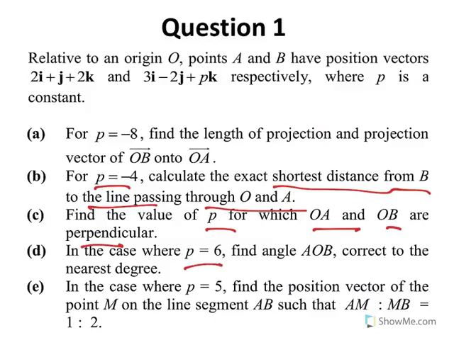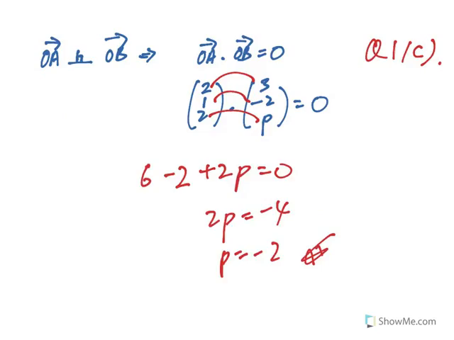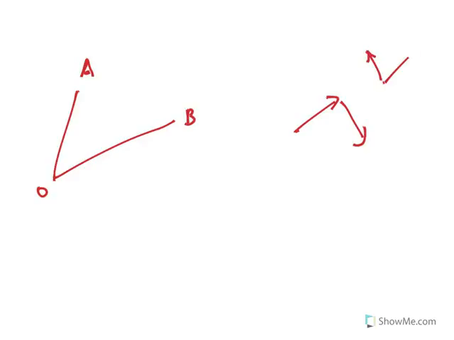P equals 6. Find angle AOB correct to the nearest degree. So we must remember, finding angle is also an important part. AOB, right? When finding an angle, it must be tail to tail or head to head. We cannot take this and find the angle. Wrong. It has to be either tail to tail, or head to head.